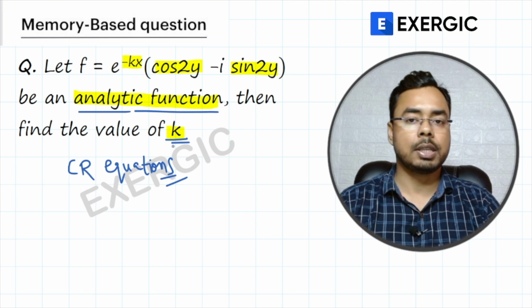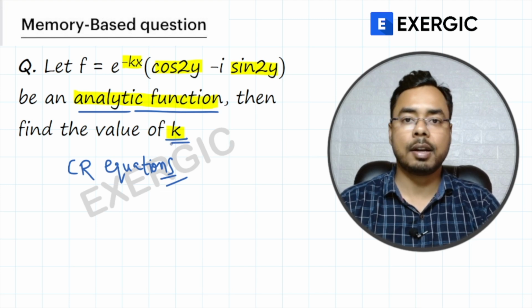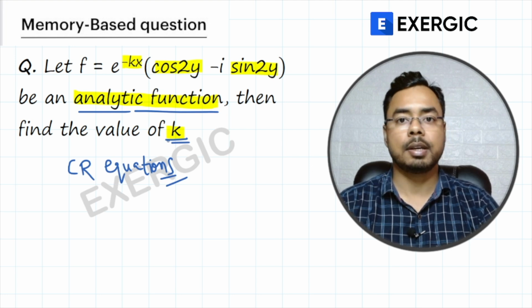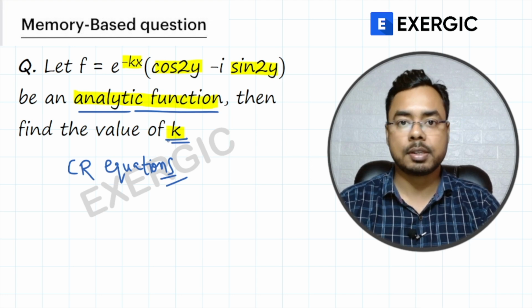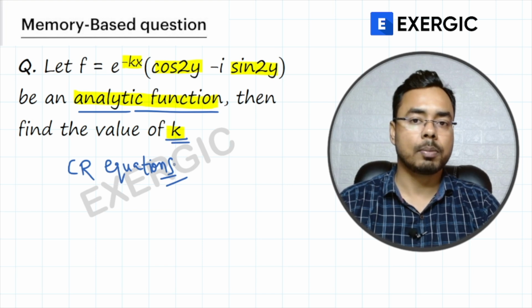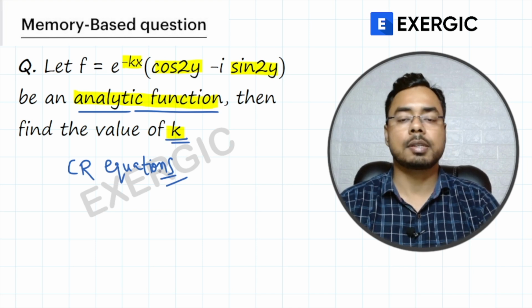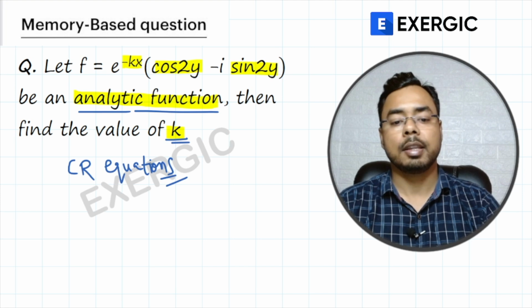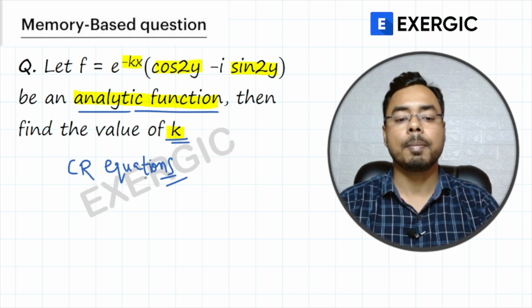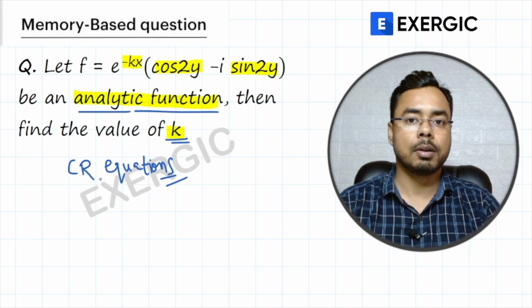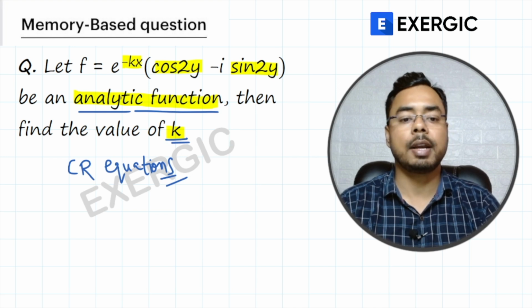Now see, if you see the last 2-3 years papers, you will find that there are two kinds of problems which are frequently asked from this chapter, complex analysis. Either a question based on residue theorem is asked, or problems based on CR equation are asked, right? So for example, last year they asked a problem based on residue theorem, but this year they have asked a question based on CR equations, right?